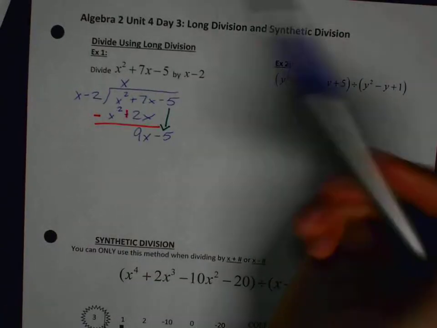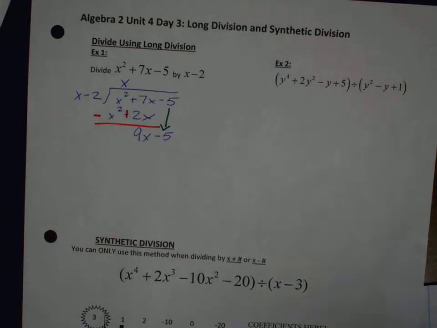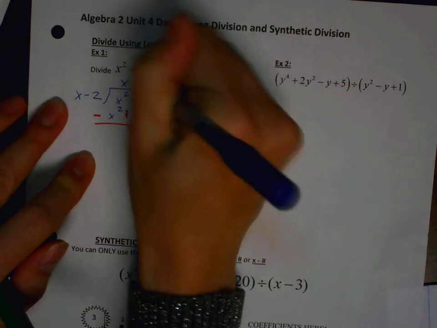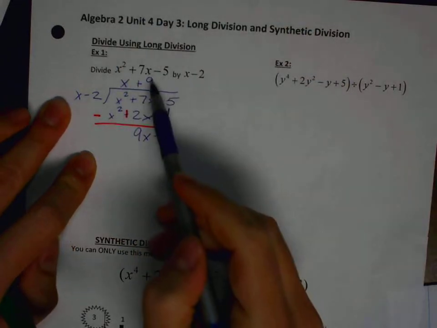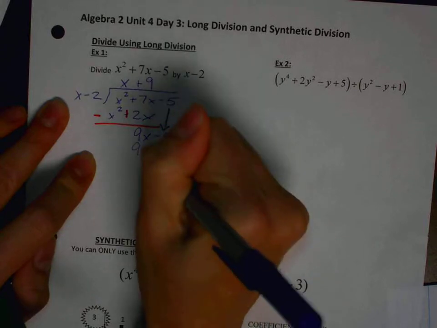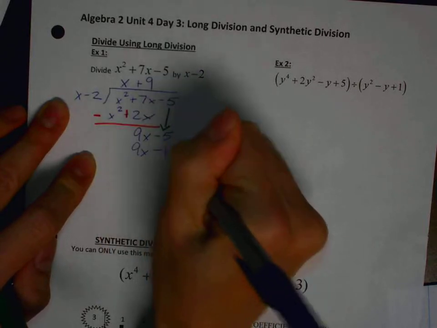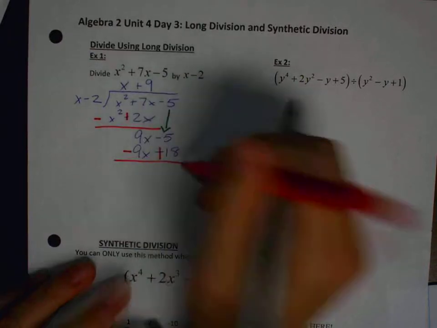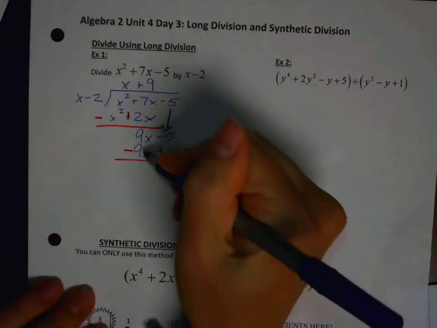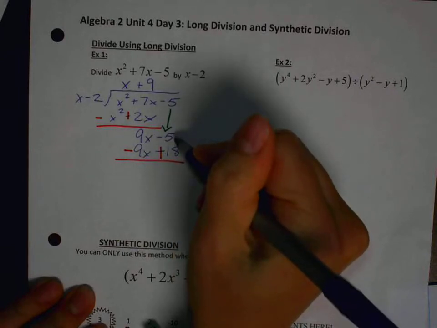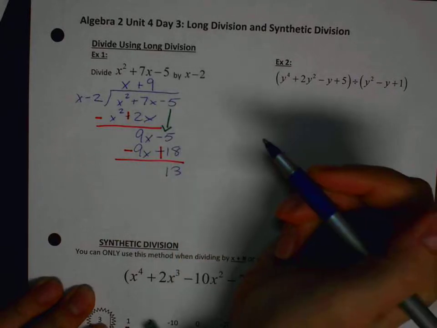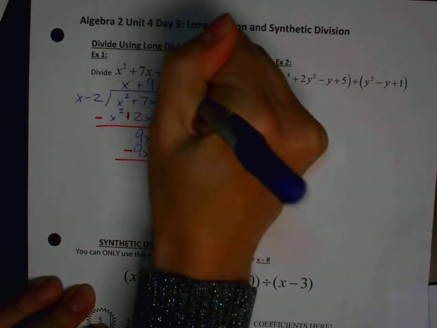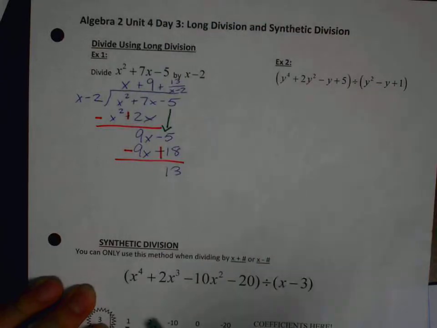So then we go back to the divide, multiply, subtract, bring down. We keep repeating those 4 steps. Divide. X goes into 9x, positive 9 times. Multiply. 9 times x is 9x. 9 times negative 2 is negative 18. Subtract means both signs need to switch. 9x minus 9x is 0. Negative 5 plus 18 is 13. And that is my remainder. So it's plus 13 over x minus 2.